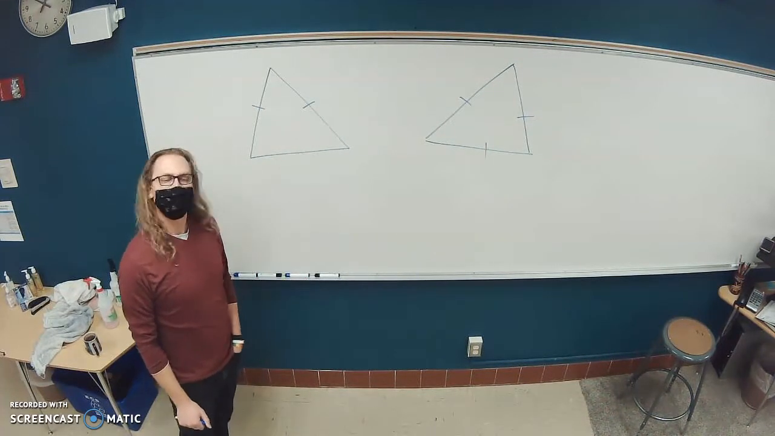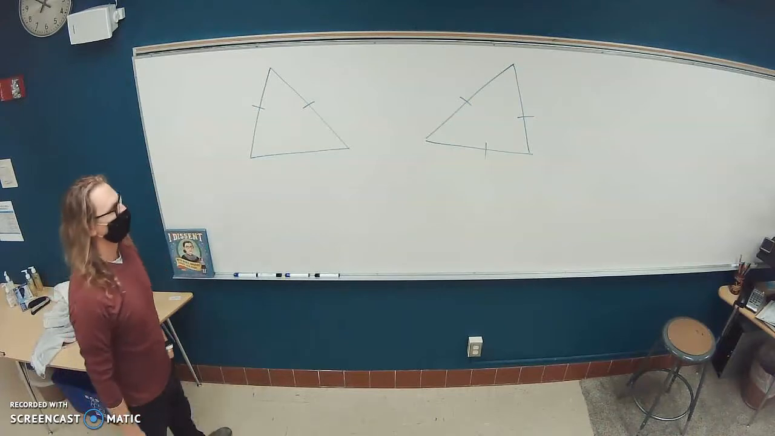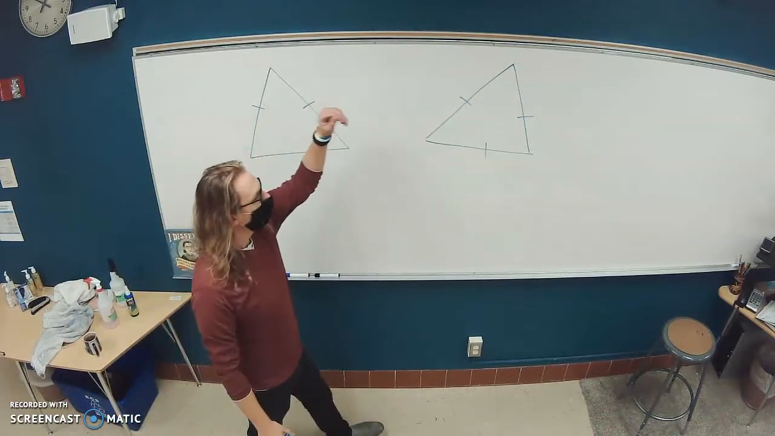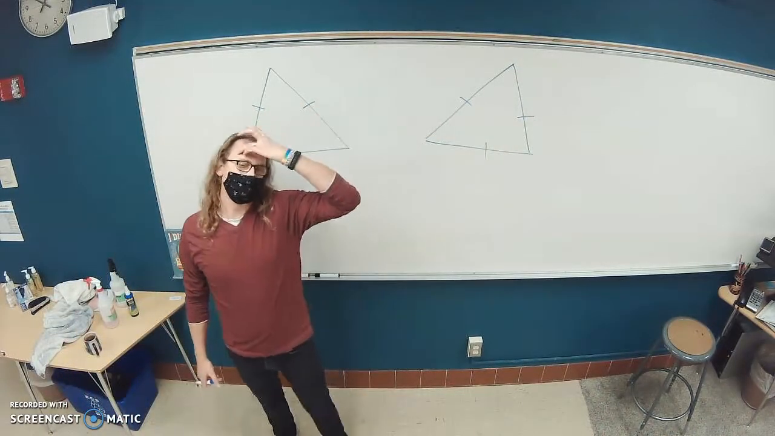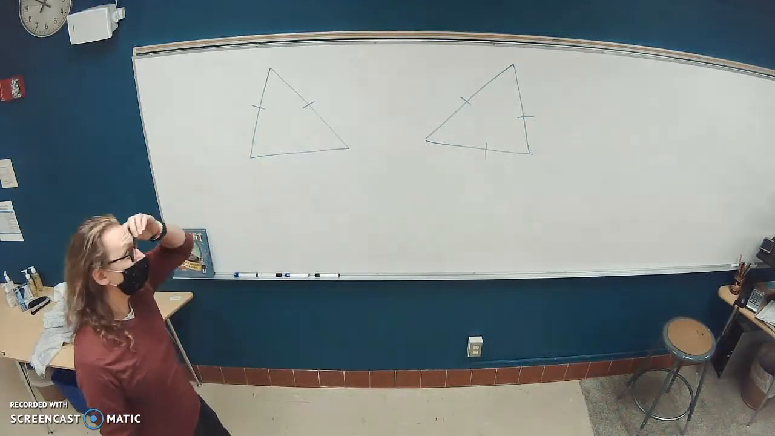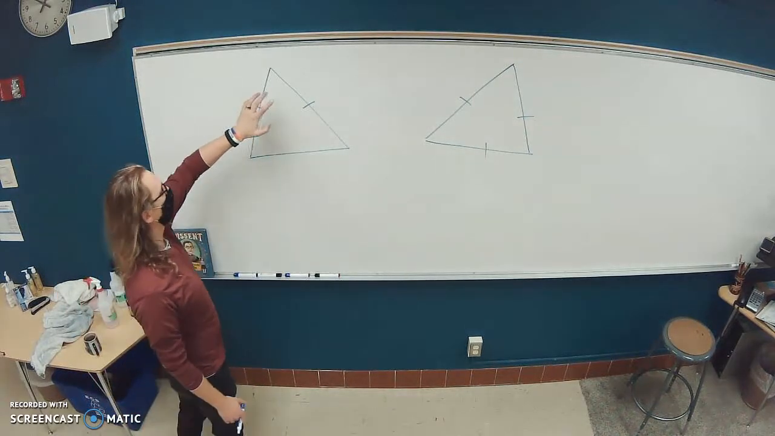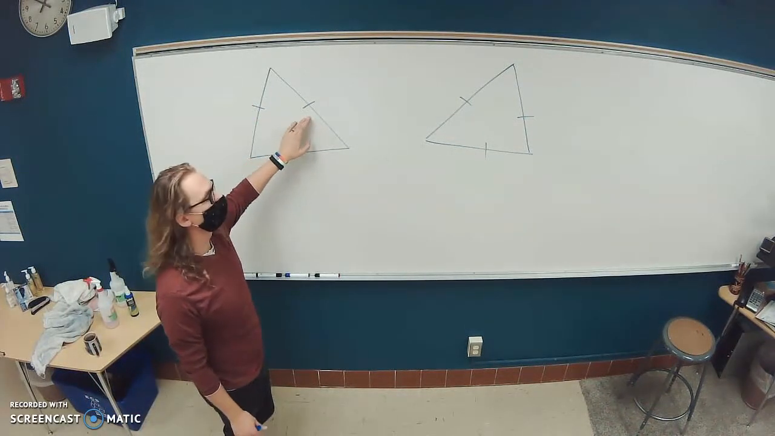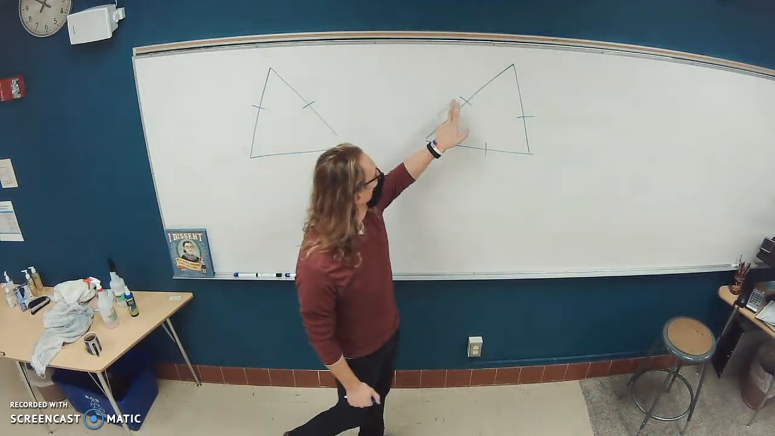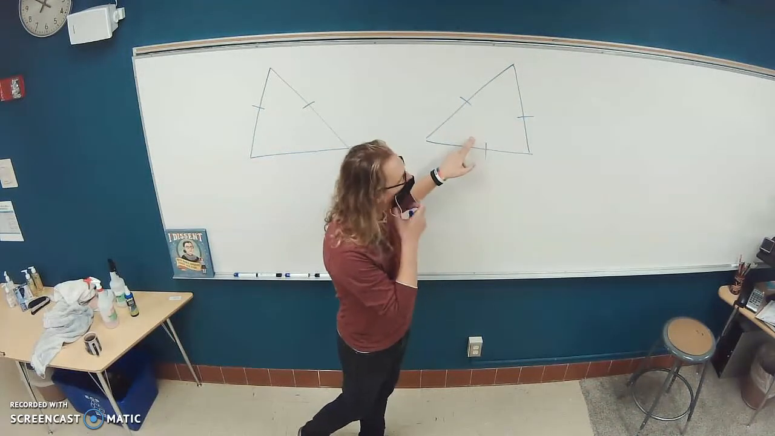Today we're going to be talking about a couple specific types of triangles. We're going to be talking about isosceles and equilateral. And hopefully you remember from a couple of lessons ago that isosceles means that I've got two sides that are congruent to each other, and I've got three sides that are congruent to each other for equilateral.